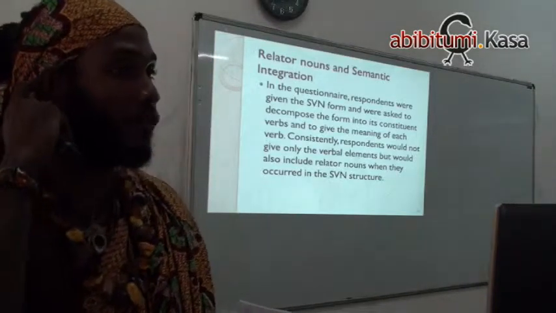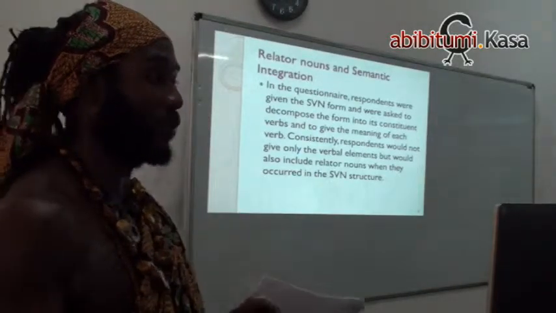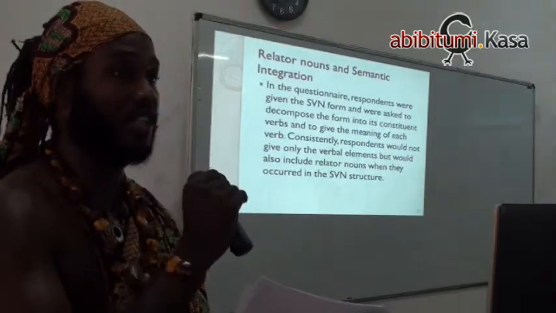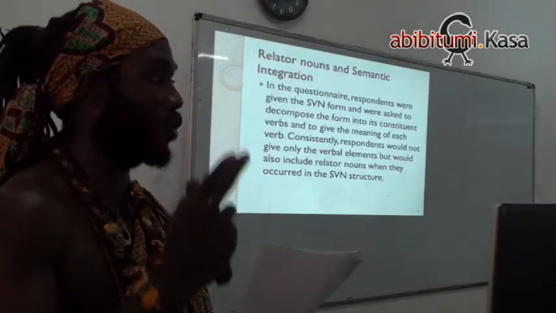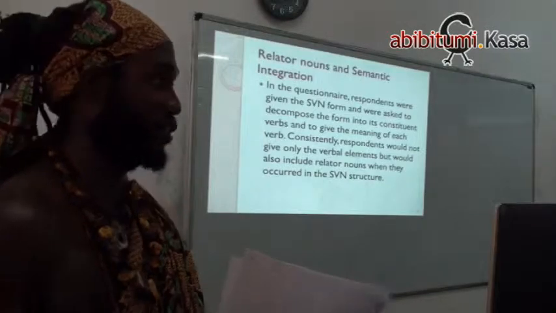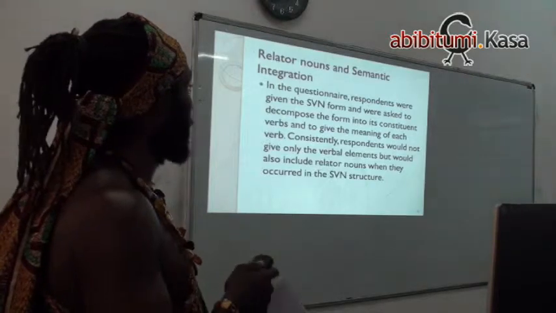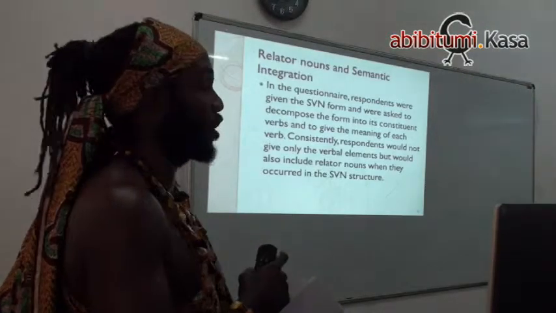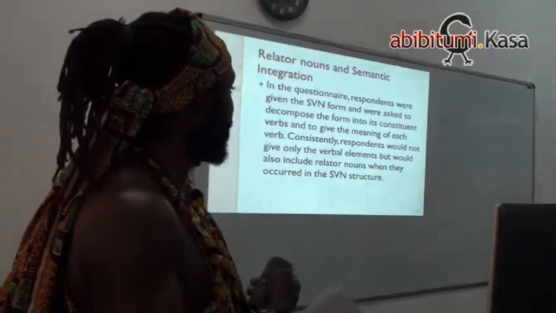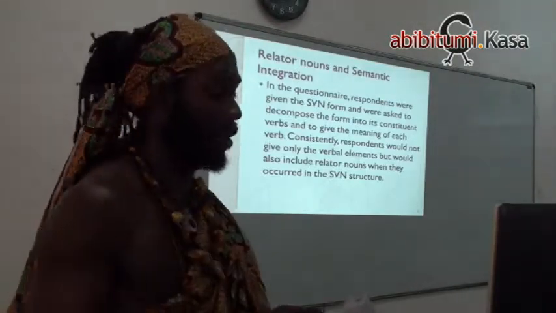Now, when we're dealing with SVCs, typically in the literature, linguists only look at the verbal elements, but there's a reason why we say SVC, serial verb construction: sometimes these serial verb constructions include other things such as so-called postpositions, which have been put forward as relator nouns in some of the emerging literature. All right, so in the questionnaire, respondents were given the SVN form and were asked to decompose the form into its constituent verbs. Again, they were told specifically to only give the verbs. However, consistently respondents would give not only the verbal elements, but they would also include the relator nouns where they occurred in the SVN structure.